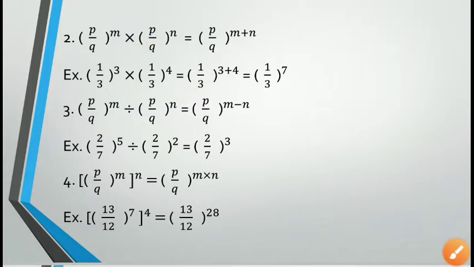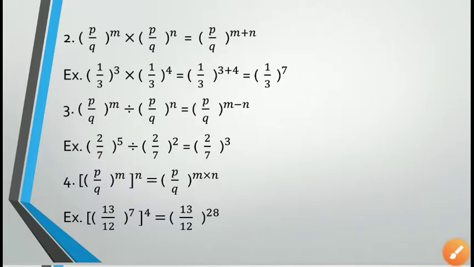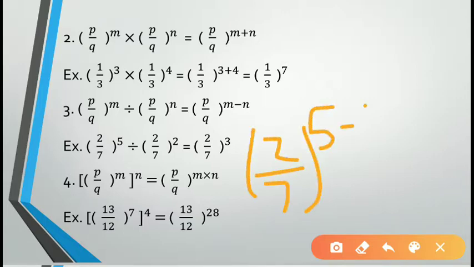Let's take an example. Here 2 by 7 and 2 by 7 are both the same, but the powers are different and the sign is divide. So first of all, write the rational number 2 by 7. The powers 5 and 2 are different, and the sign is divide, so we will do 5 minus 2. Writing 2 by 7, and 5 minus 2 gives you 3.